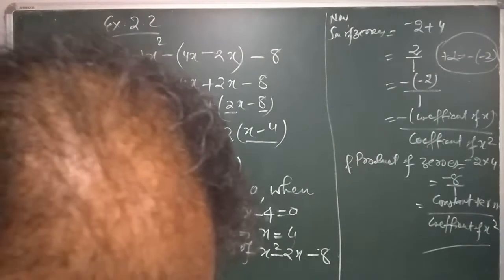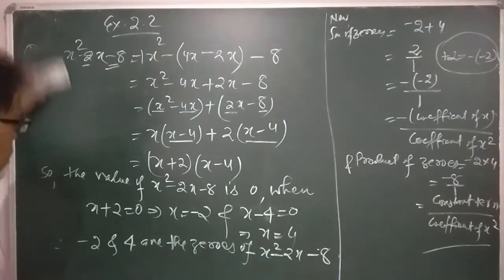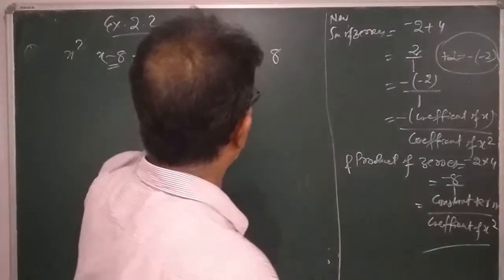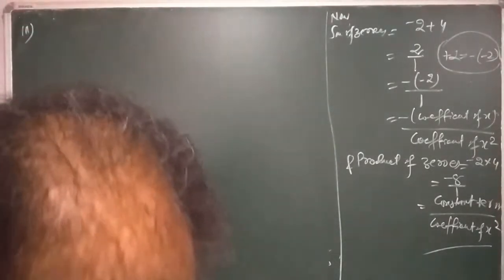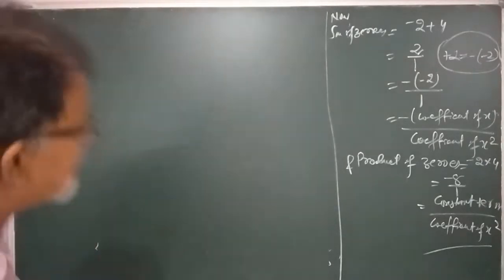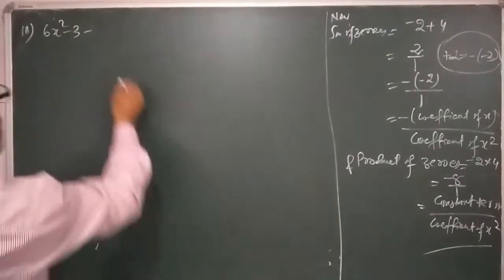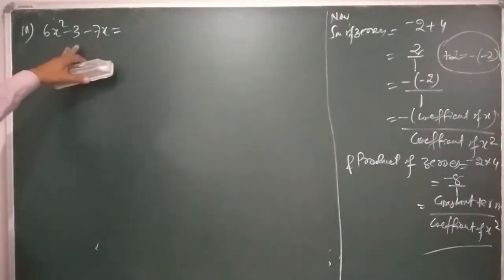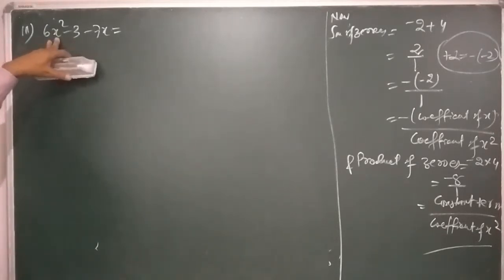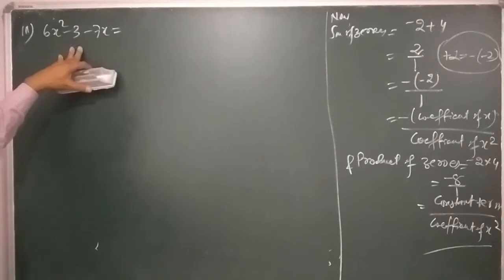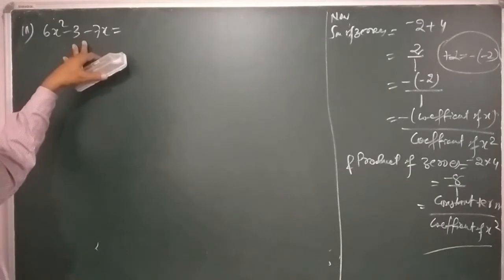Now I am going to show question number 3 of question number 1. 6x square minus 3 minus 7x. Here, this is a quadratic polynomial because its highest degree is 2. But this is not in the form of ax square plus bx plus c.